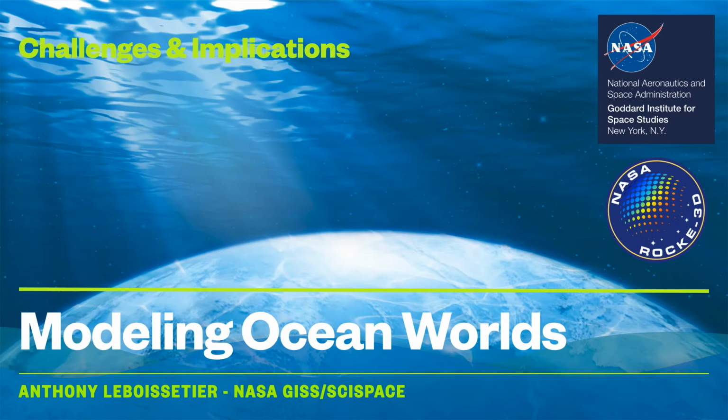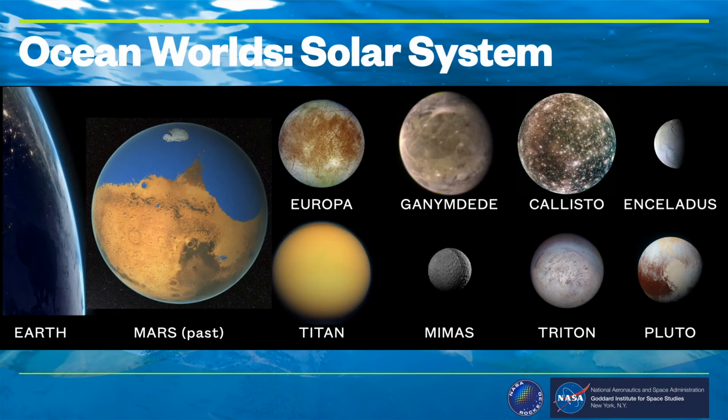Hello, I'm Anthony Leboissetier. I'm working at NASA GISS in New York City on the ocean and sea ice components of GISS ModelE, our global climate model. And I started more recently collaborating with our ROCKE-3D group on developing a version of our global climate model for icy moons with subsurface oceans. Think Europa or Enceladus in our solar system.